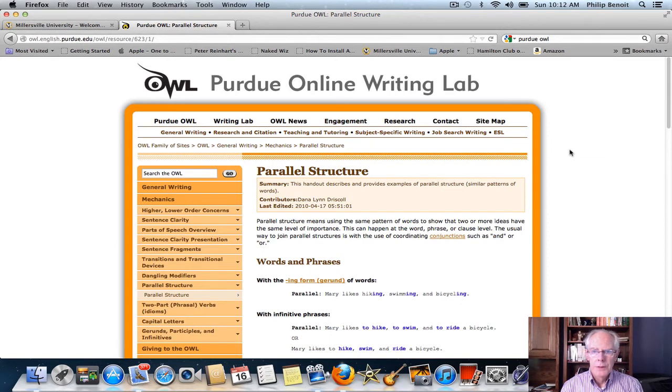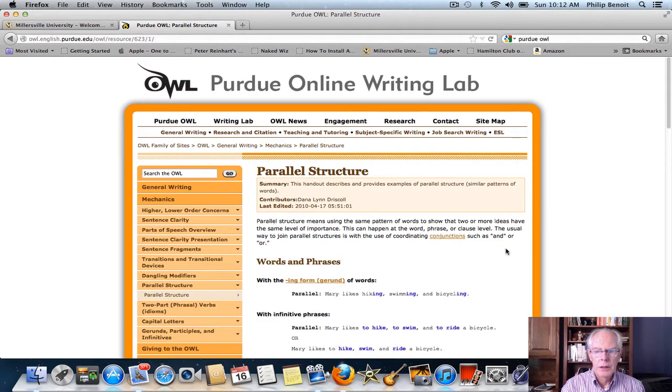It's a very good device, but it's often misunderstood, even by good writers. So let's talk about what parallel structure is. It's actually very simple, and we're going to use the Purdue OWL Online Writing Lab handout to walk through this and give you examples that I think will be very clear in showing you what parallel structure is and how to fix it when you haven't used parallel structure that is appropriate.